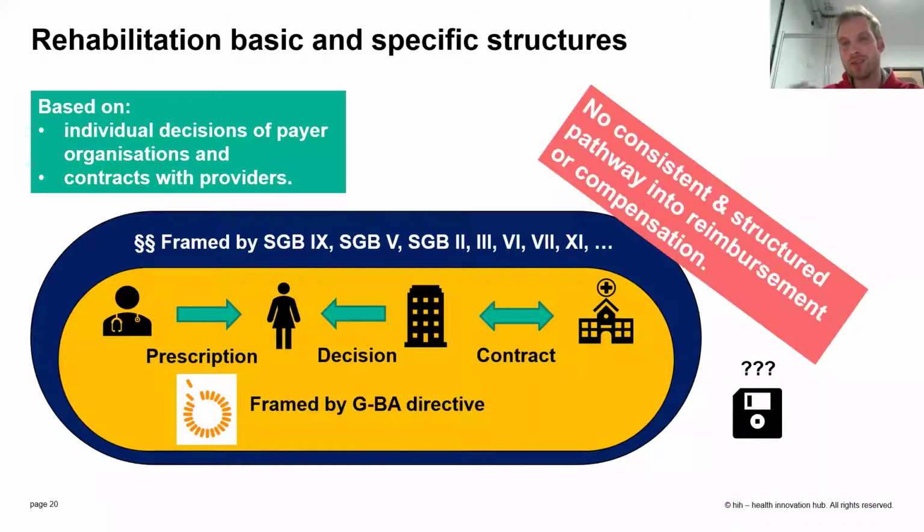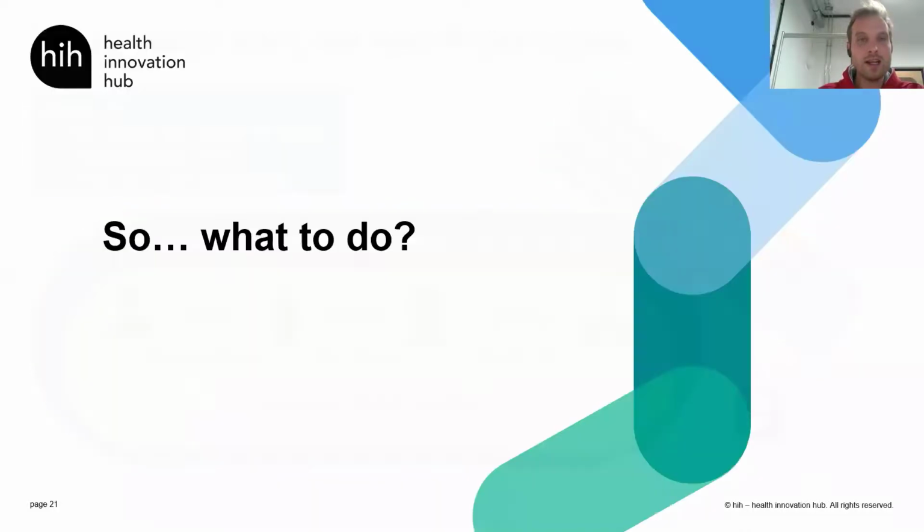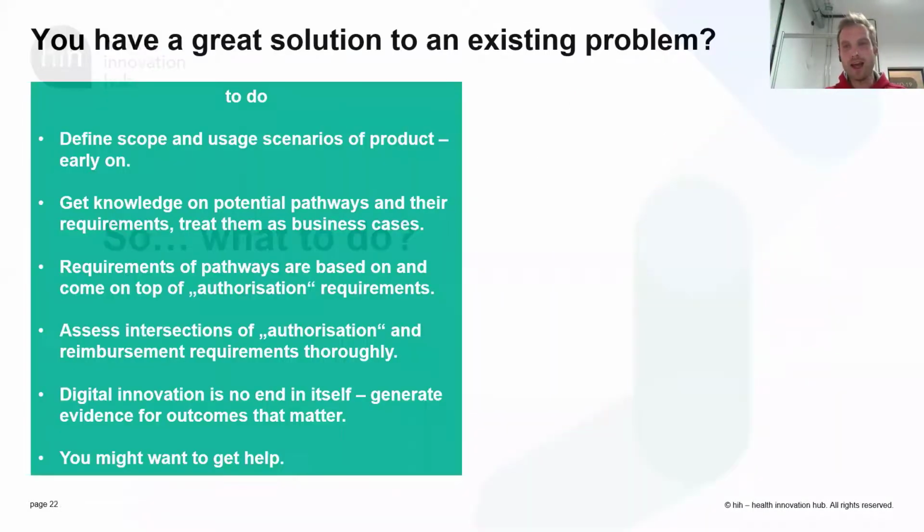And there are no consistent and structured requirements for reimbursement of certain methods, and especially not for software. Software was just not thought of when they drafted all these laws back in the day. So what to do now? I told you a lot about these different pathways and about their drawbacks.